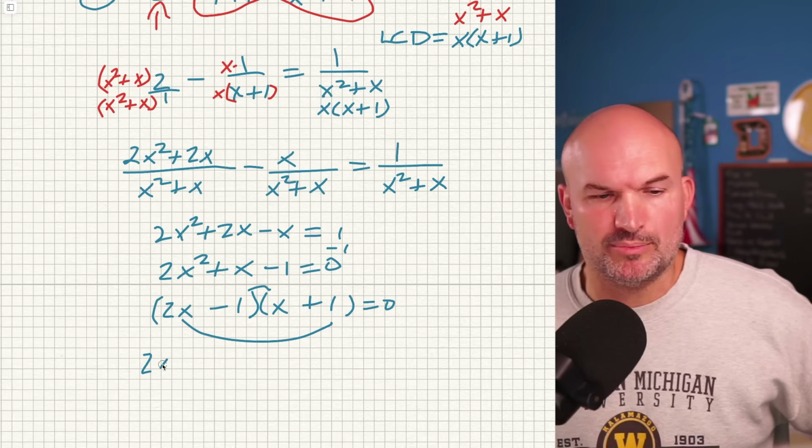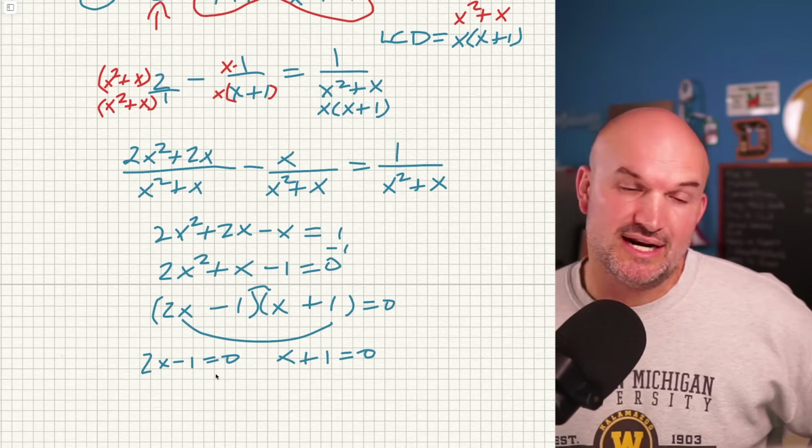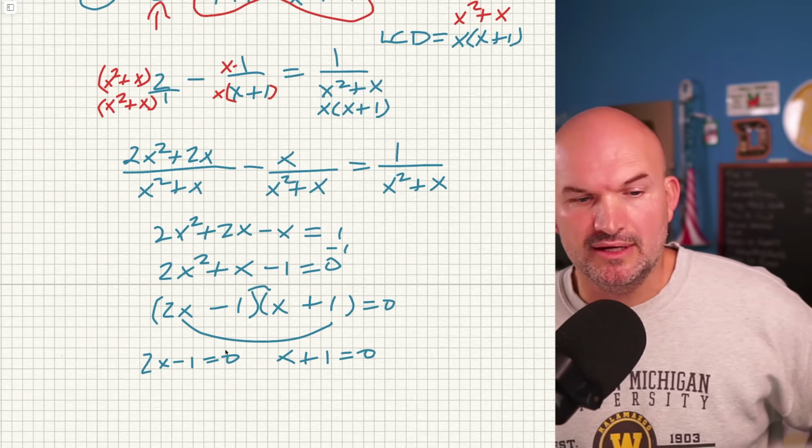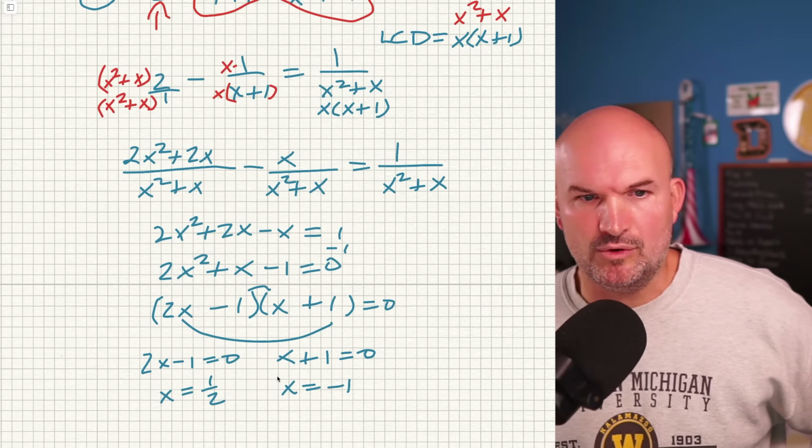Now I didn't show the zero product property on the last example. So let's just go and break it up, because when you have a product equal to 0, you can apply the zero product property: add 1, divide by 2. So x equals 1/2. And over here, x equals negative 1.